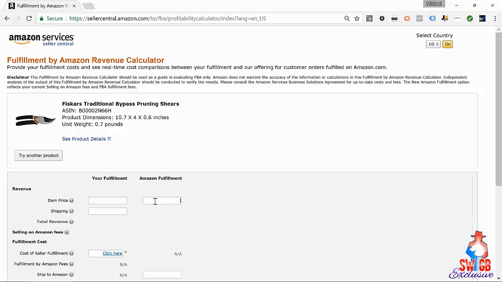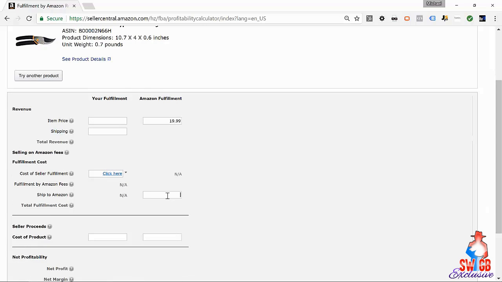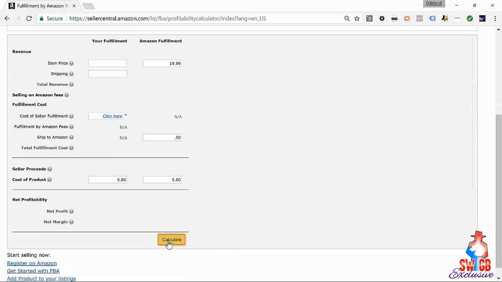So we're going to enter in the price of the product, which is $19.99. Then we'll enter in the other costs that we know of. Shipping to Amazon, including the 20-cent labeling fee. So that's 30 plus 20, which is 50 cents. And then we enter in the cost of the product, including importing that product to us, and that is $5.80. And then all we need to do is click calculate.